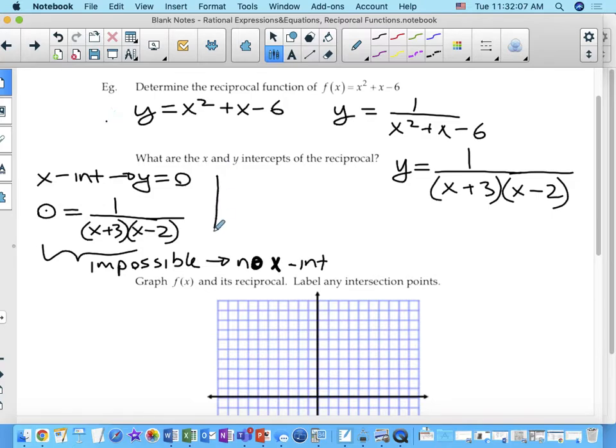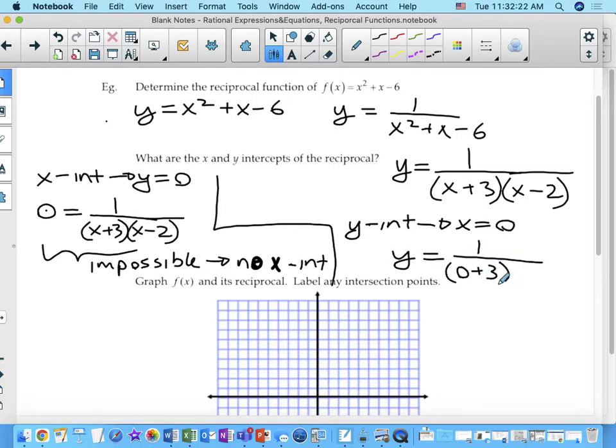Okay? On the other hand, for the y-intercept, x equals 0. So y is going to be 1 over 0 plus 3 times 0 minus 2. And that is 1 over 3 times negative 2, which is 1 over negative 6. Okay, so the y-intercept is 1 over negative 6, or negative 1/6.